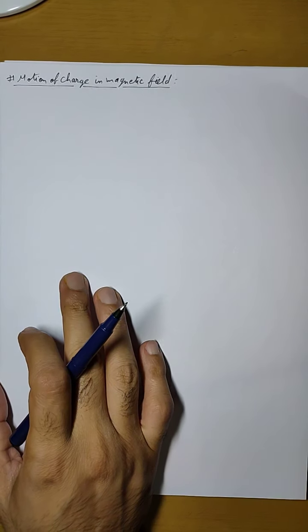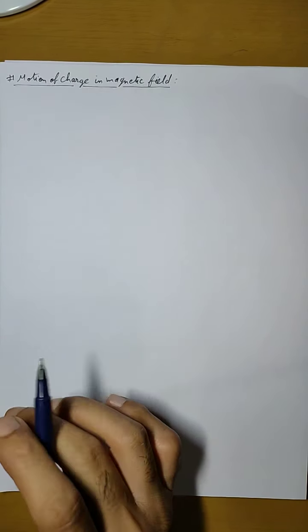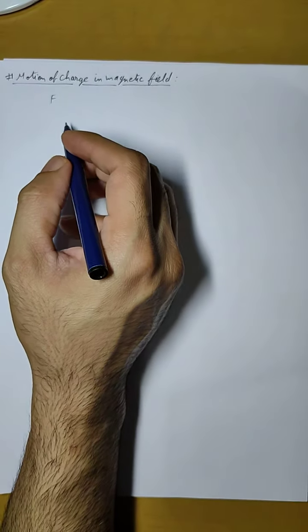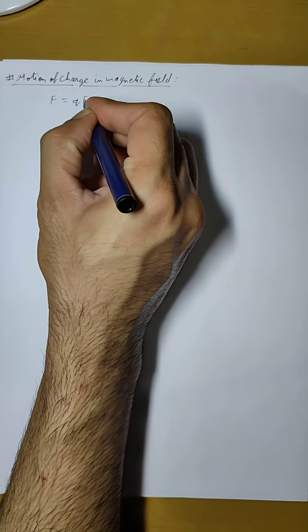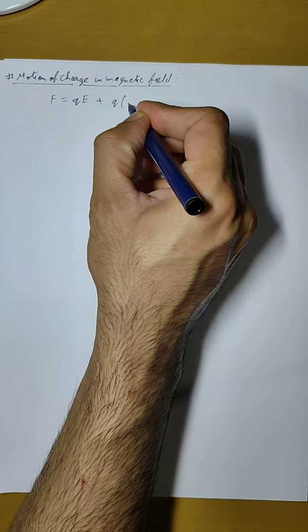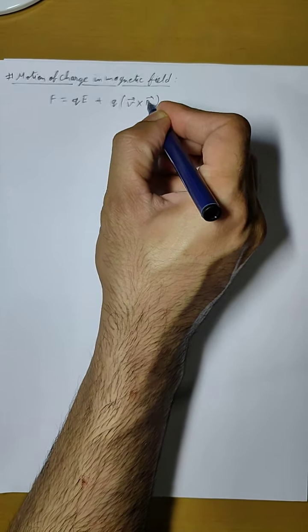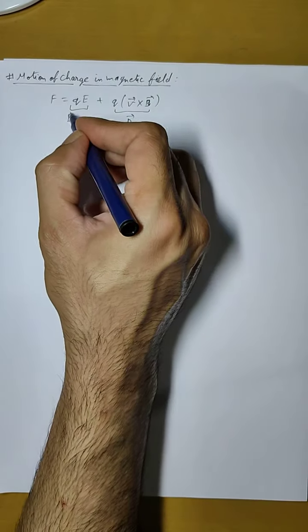When we studied Lorentz force, we studied that if a charged particle enters an electromagnetic field, an area which has both electric and magnetic field, then it will experience a force which is given by the Lorentz force. This is equal to F = qE + qV × B, where this part of the force was because of the electric field and this was because of the magnetic field.